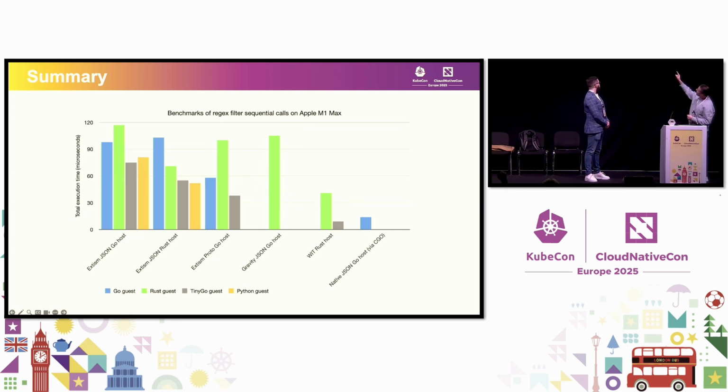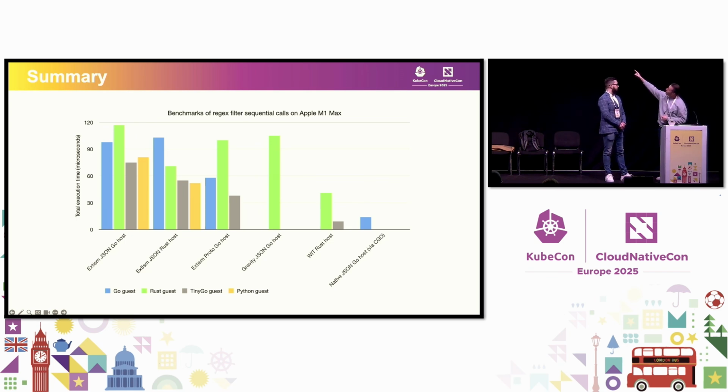The tiny Go one, the gray one, is running with the component model, with Wasmtime, and you can compare it to the second gray bar, which was the same piece of code, but using JSON in Wasmtime. And you can see that this gets us a lot faster.